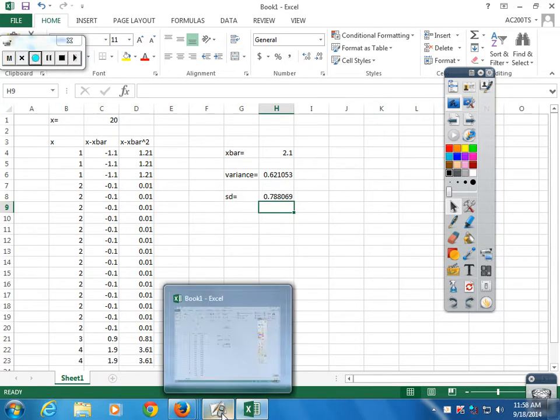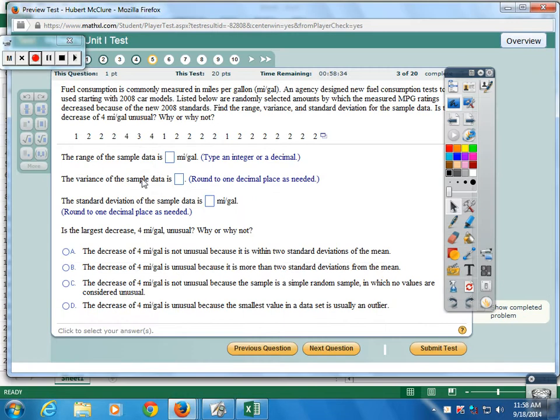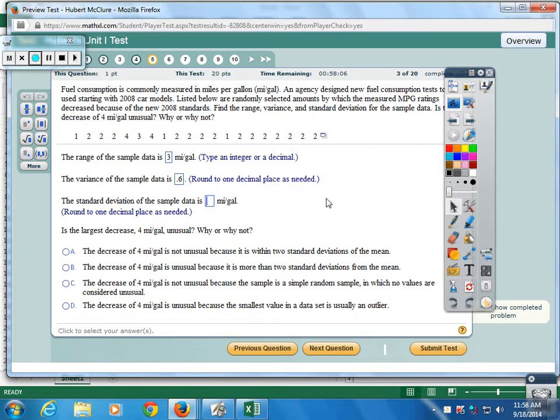So let's go back to our handy dandy sheet. It's asking for the range, type to 1 decimal place. The range is, what do we say the range was, 3? The variance was 6.6 rounded to 1 decimal place. What did the standard deviation come out to be? 0.8, and it says round to 1 decimal place.